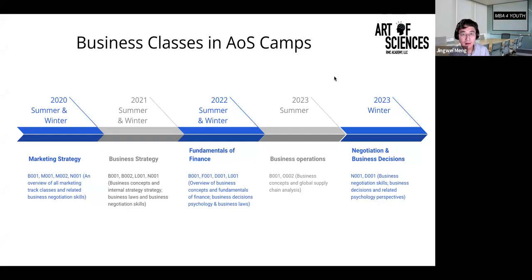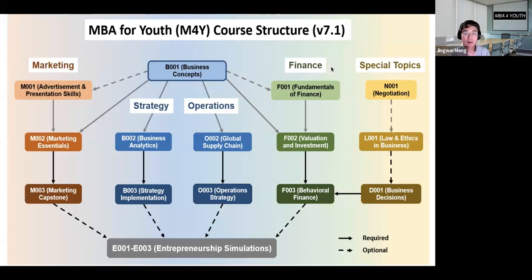This diagram shows the relationships of all the business topics for the whole program. Back in 2020, we focused on the marketing track, but initial classes rather than advanced ones. In 2021, we focused on the strategy track, last year on finance, and this past summer on operations. As a future advertisement for the summer camp, the business class will go back to the marketing track, which I consider fundamental to understanding how business operates.